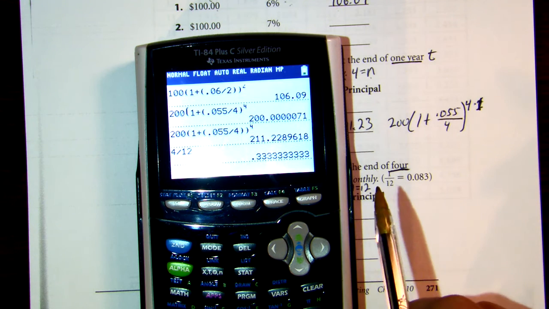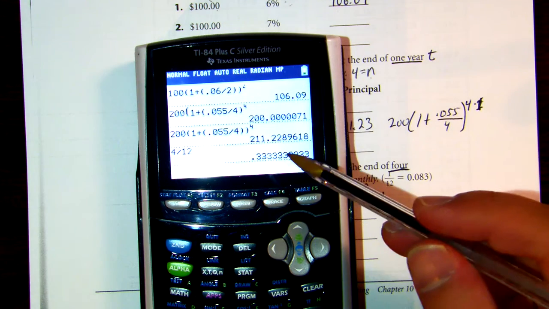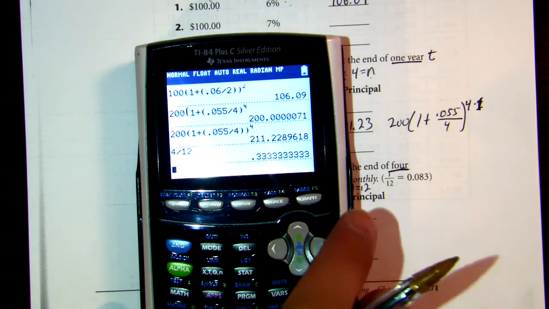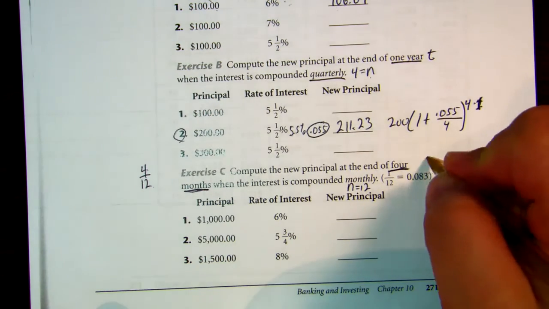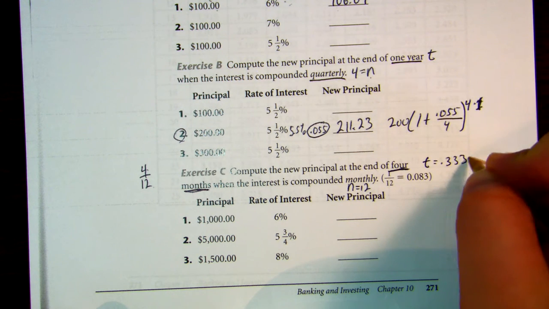Which is 0.3 repeating. The way we could enter it in our calculator is to put it in as a fraction, or we can just do 0.3s going across. That's fine. We'll do that for now. So our time is 0.3 repeating.